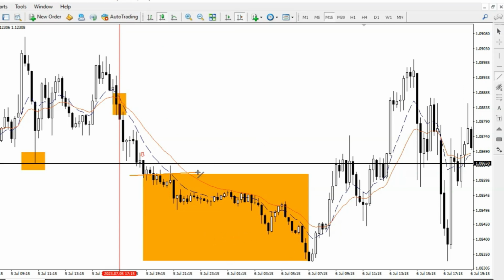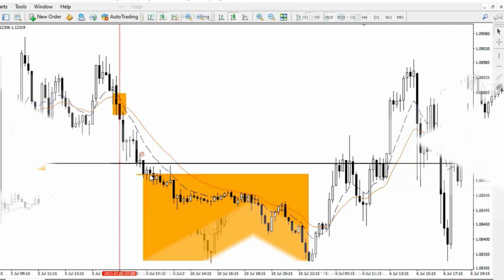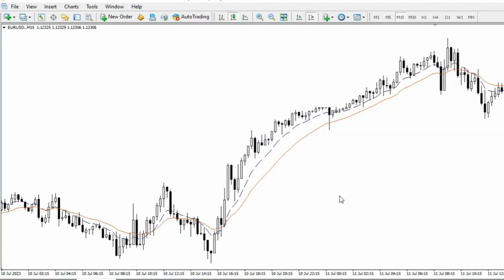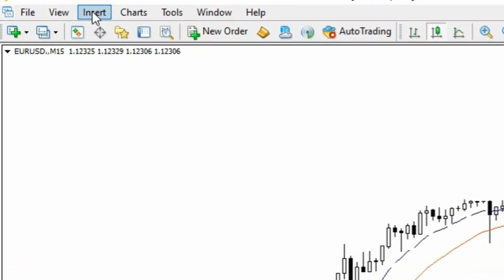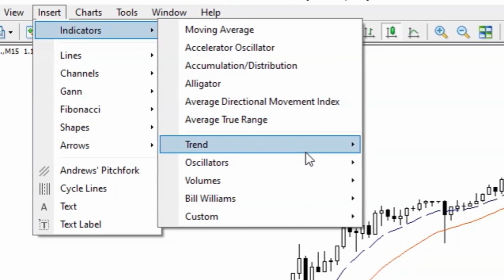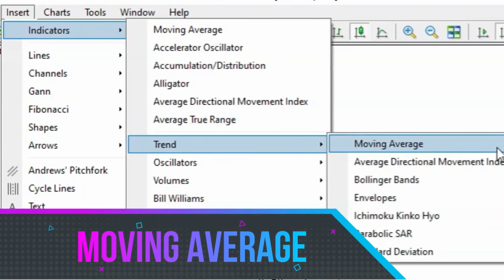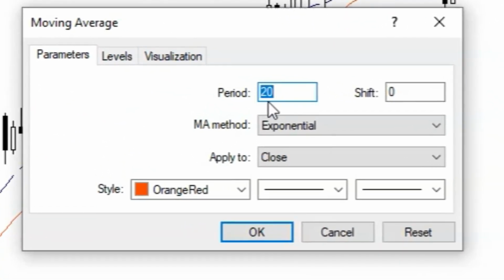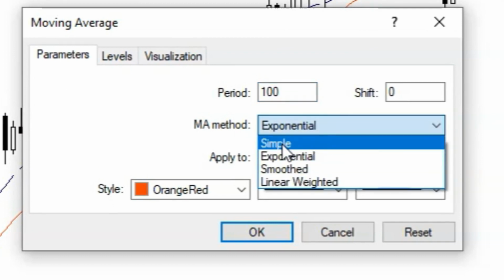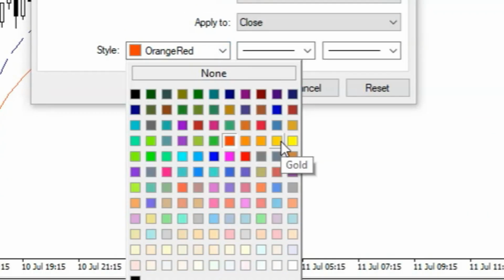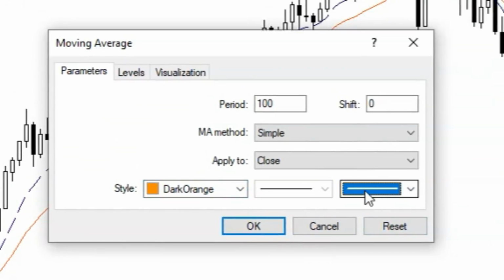But to make sure we always take breakouts in the direction of the main market trend, we can add a simple moving average indicator to the chart for clarity. To do that, go to the Insert menu, then Indicators, then Trend, and select the Moving Average indicator. Now in the Parameters section, change period to 100 and then change MA method to simple. By changing the calculation method and increasing the period, now we can identify the market trend with this moving average.